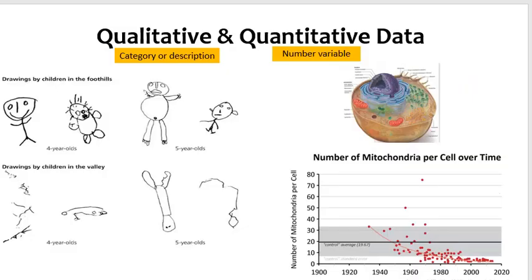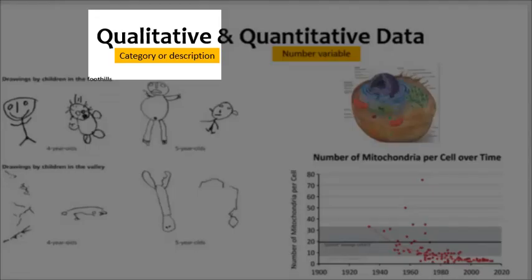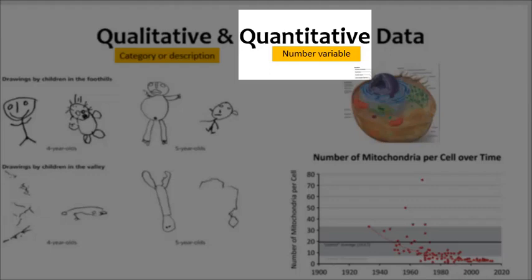Let's talk about different types of data now. There's qualitative data and quantitative data. Qualitative refers to the qualities of a variable. These are things like categories or descriptions. Quantitative data refers to quantities.